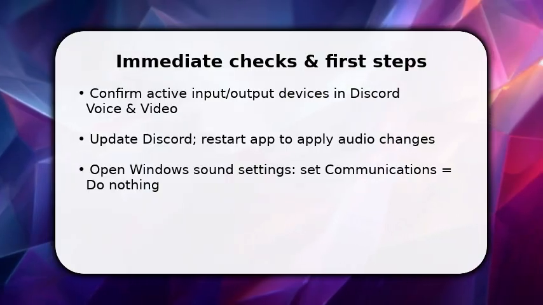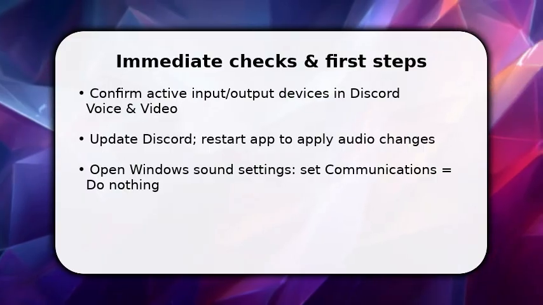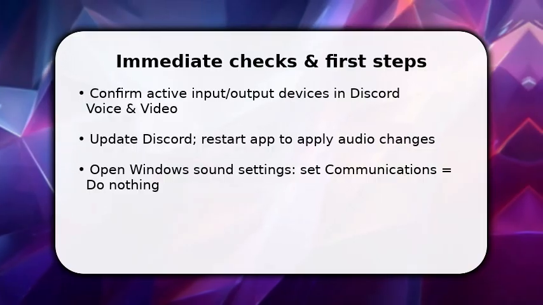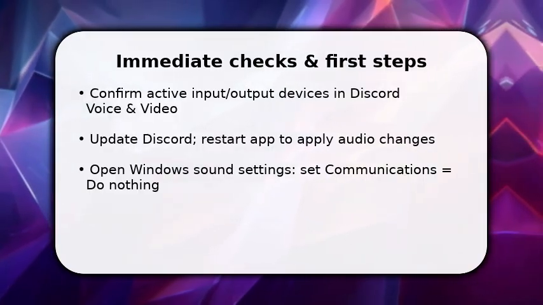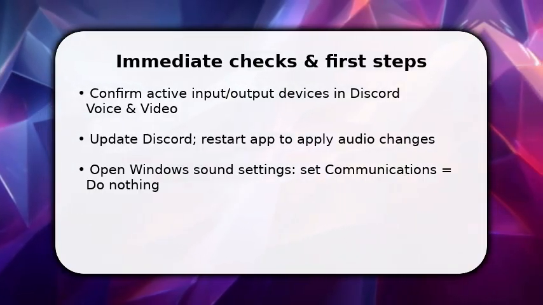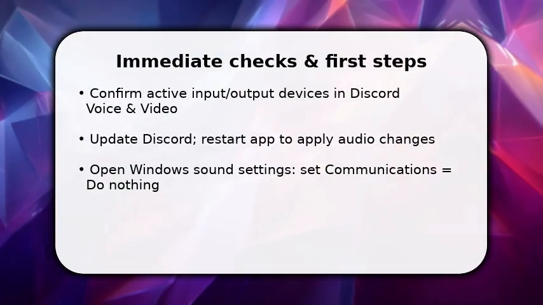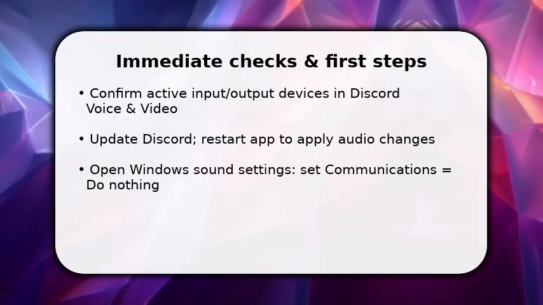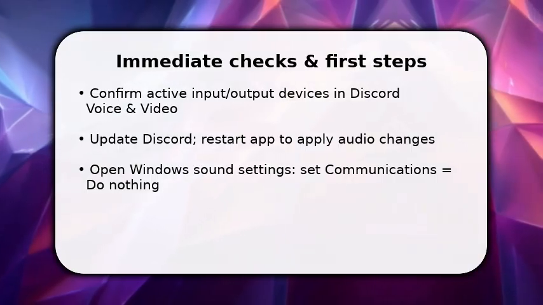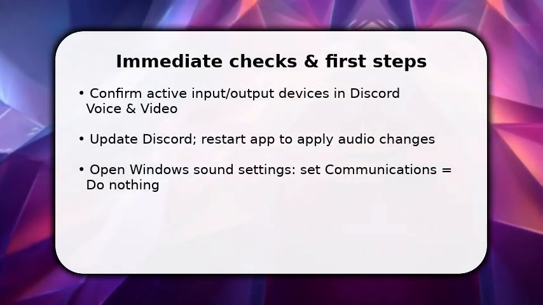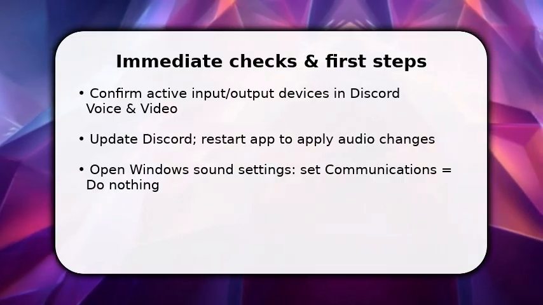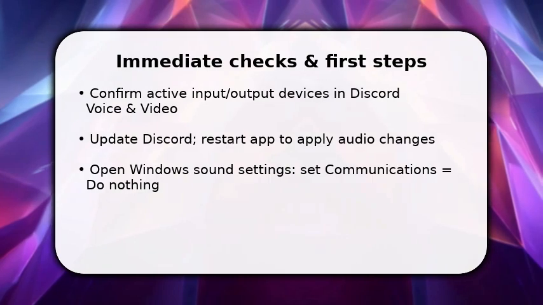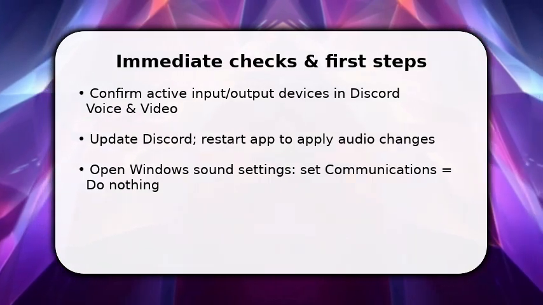You start by checking the obvious audio routing so you don't chase ghosts. Open Discord's voice and video and pick the correct microphone and speakers. Once done, update and restart Discord so new settings load. Then go to Windows Sound Communications and set it to do nothing. This stops Windows from automatically lowering system volume during calls. These steps remove the most common system-level causes before you change sensitivity or suppression features.